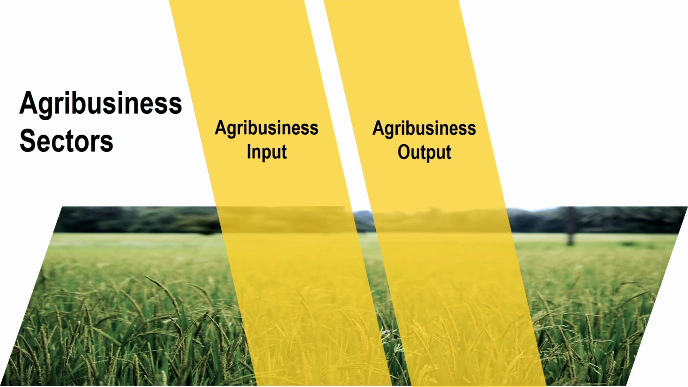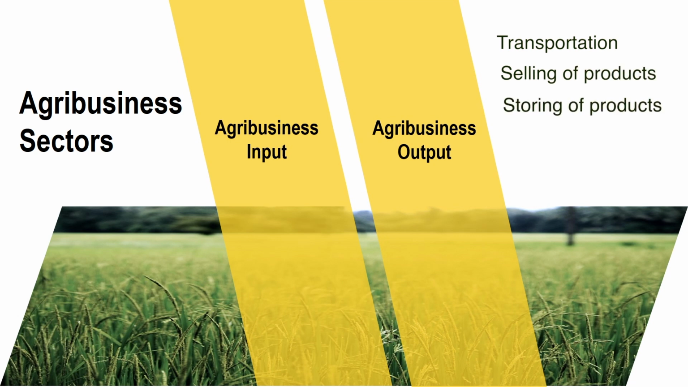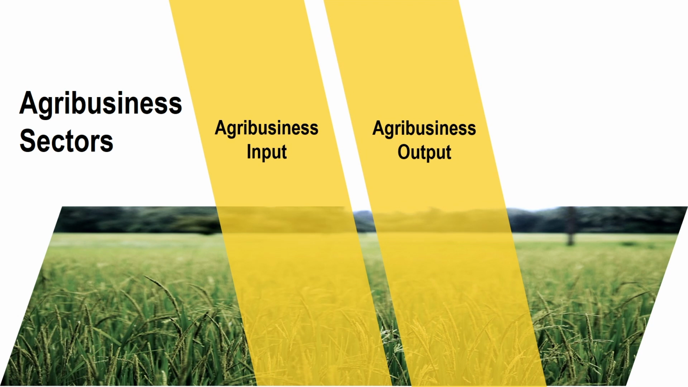Agri-business output is the second sector, and includes transportation, the selling of products, the storing of products, which today includes cold storages and different kinds of facilities which allow perishable agricultural goods to be stored for a longer period of time, and the inspection part. That is all part of agri-business output.